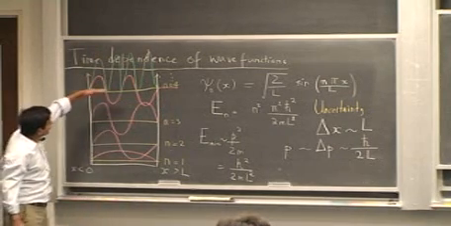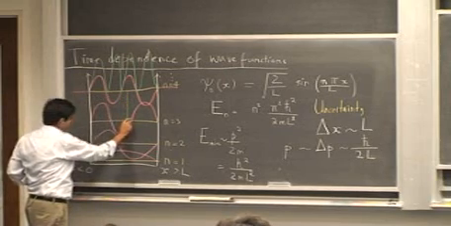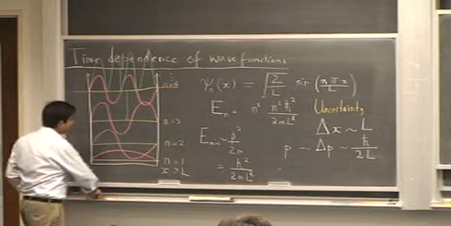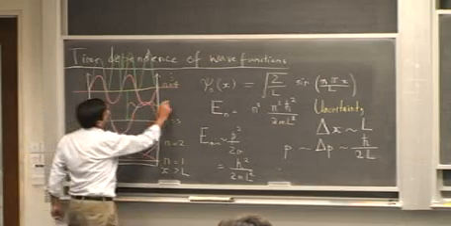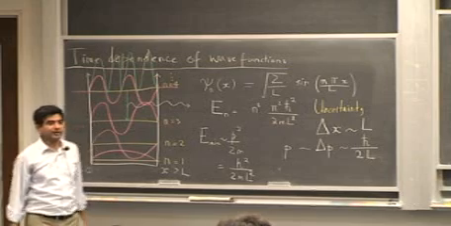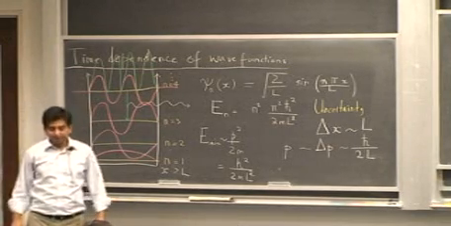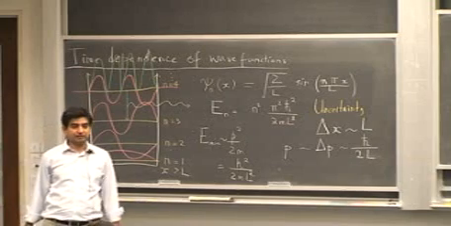And the electron can of course make transitions between these different energy levels. So if it makes a transition from n equals 4 to n equals 3, it will emit a photon of the correct frequency. So this is a quick recap of what we've learned about the infinite well.